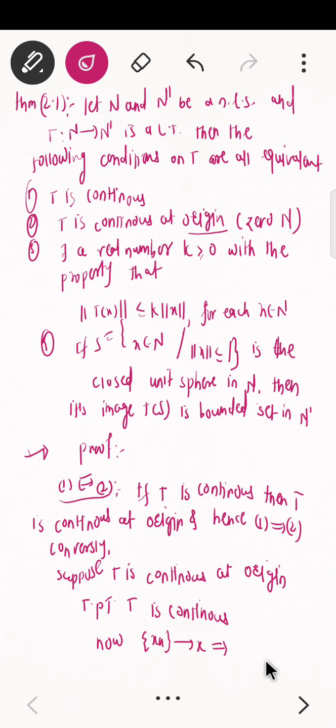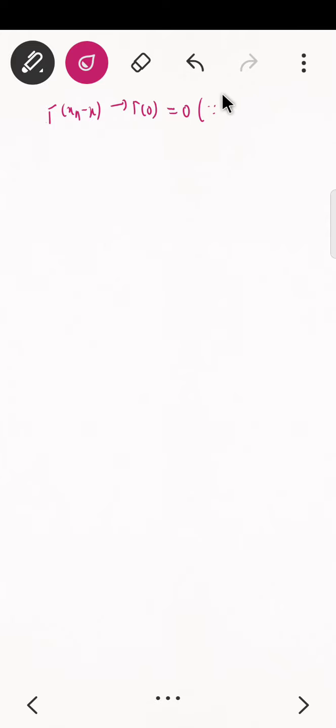Okay, so this image is going to converge: T of xn minus x is going to converge to T of 0, which is equal to 0. How is this? Since T is continuous at the origin.